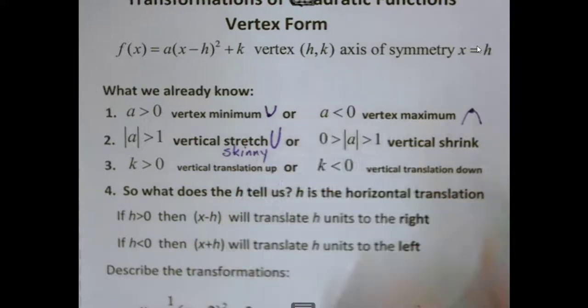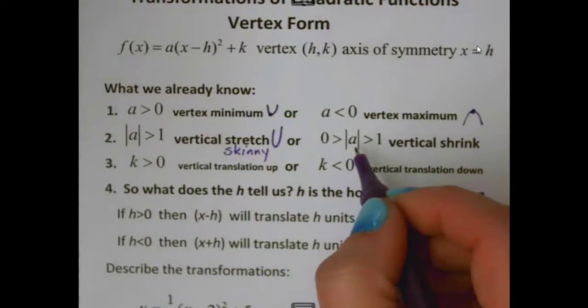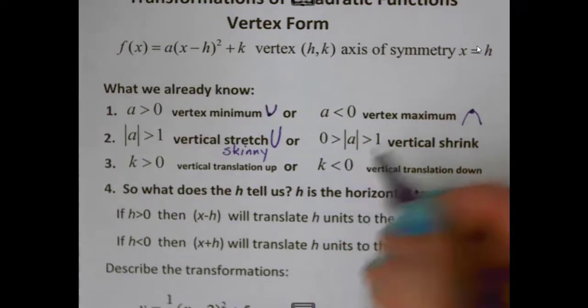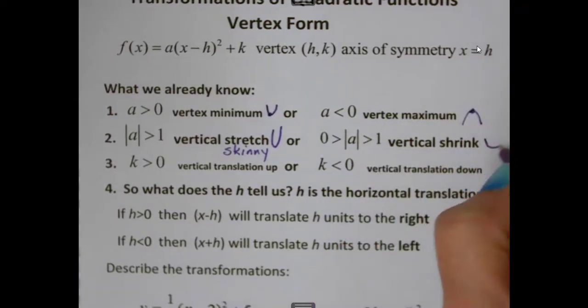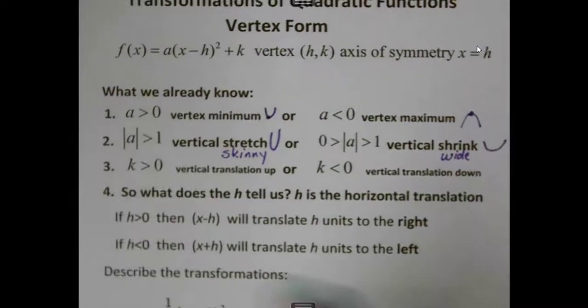So stretch, skinny. If we ended up having a fraction between 0 and 1, let's just say, for example, 1/2, or even if we have a negative 1/2, the absolute value of negative 1/2 is a positive half. And so that is going to be a shrink. So that just makes it wider. So I always kind of say in my head, stretch skinny, shrink wide.